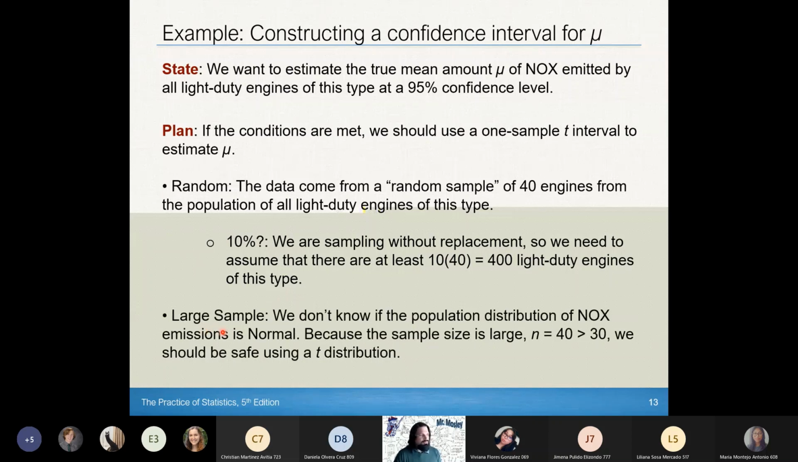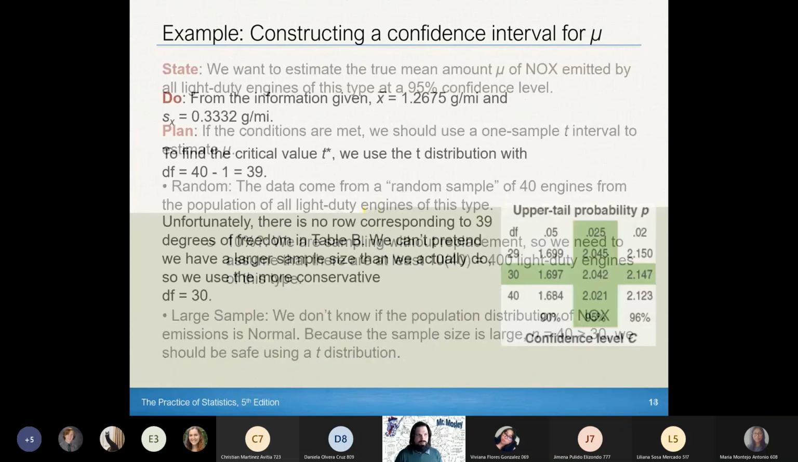Large sample. We don't know if the population distribution of NOx emissions is normal, but because the sample size is large, n equals 40, which is greater than 30, we should be safe in using a t distribution. So we've now done the first two steps of our four-step process. We've stated what we're going to do. We've set out our plan and we've checked our conditions. Now we do math.